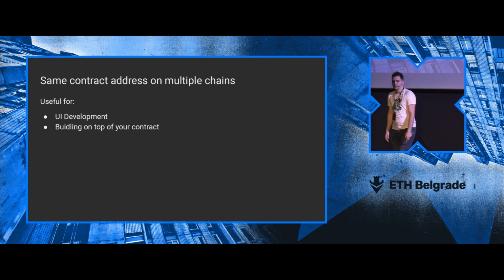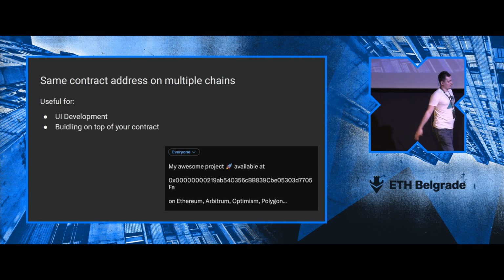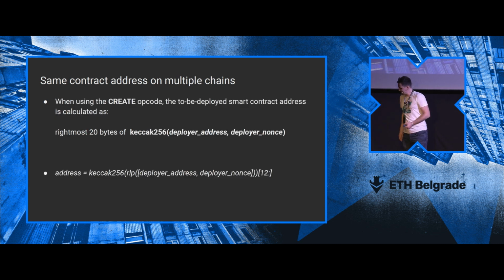And then your marketing team can tweet something like this: my awesome project X is available at this address on Ethereum, Arbitrum, Optimism, Polygon, all of this stuff. By the way, the address you're seeing now is the address of a deposit contract for merging purposes. Okay, so how to do this?